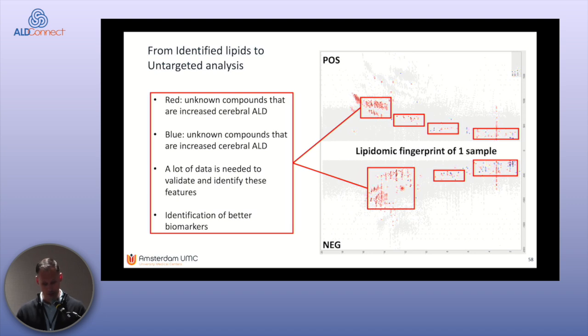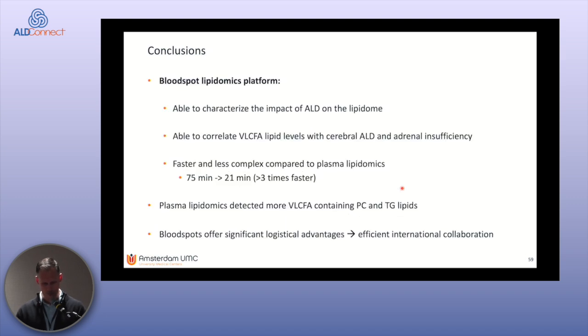Now with that, I arrive at my conclusions. I've shown you that our blood spot lipidomics platform is able to characterize the impact of ALD on the lipidome, that we were able to correlate very long-chain fatty acid lipid levels with cerebral ALD and adrenal insufficiency. It's considerably faster, going from 75 minutes to 21 minutes.